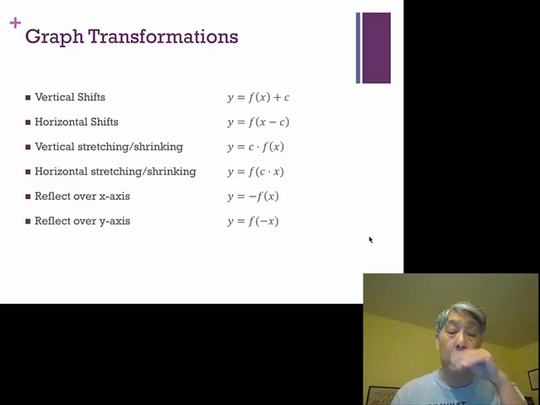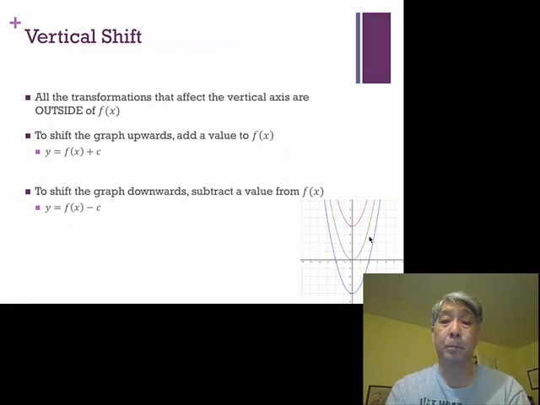Okay, first thing you want to notice is that all the vertical ones, the vertical shift and the vertical stretching and shrinking, we're doing something outside of the f of x. For the horizontal ones, we're doing something inside of the f of x. The reflections may look different, but when we reflect it over the x-axis, we're taking it from the top to the bottom, so we're actually changing the y, which is why the minus sign is outside of the f of x. And vice versa for reflecting it over the y-axis.